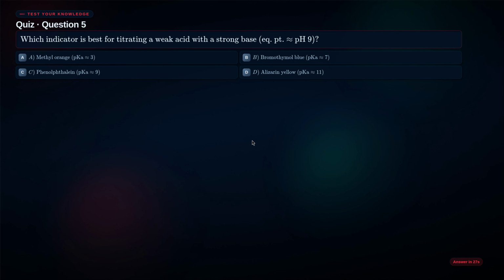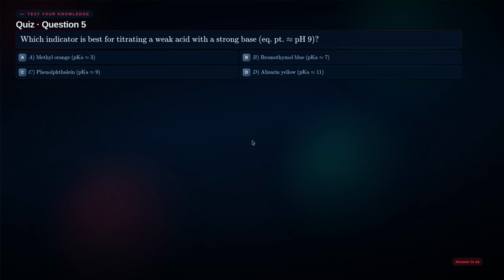Quiz question 5. Which indicator would be best for the titration of a weak acid with a strong base, with equivalence point at pH approximately 9? For a weak acid strong base titration, the pH at the equivalence point is greater than 7 because the conjugate base of the weak acid hydrolyzes water to produce OH-. We need an indicator that changes color near pH 9.